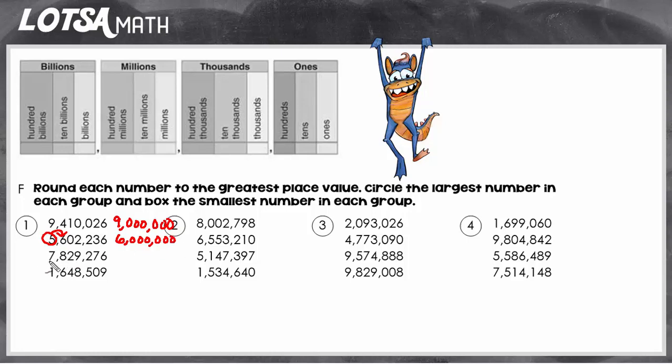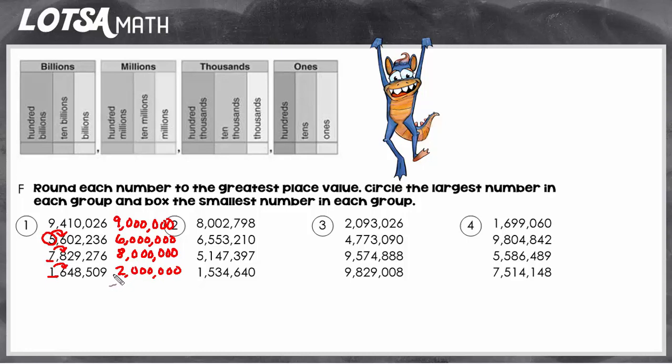Let's look at this one. Same thing, find our place, look next door, 5 or greater, add 1 more. So that becomes 8 million. Let's look at this one. Find your place, look next door, 5 or greater, add 1 more. This becomes 2 million. Okay, so that's how you do the first step, which is to round each number to the greatest place value.